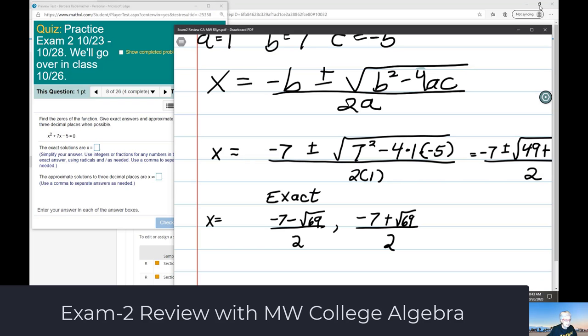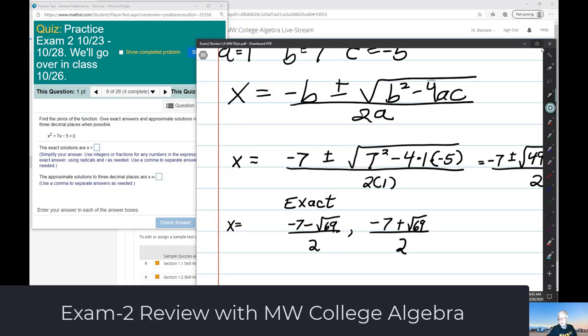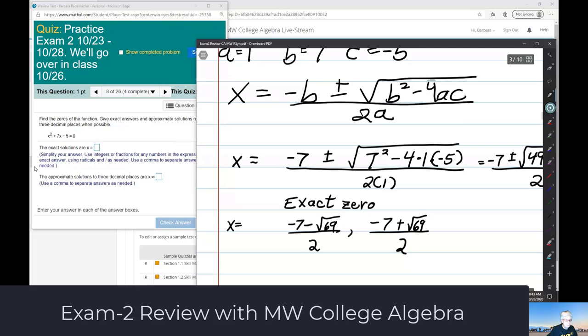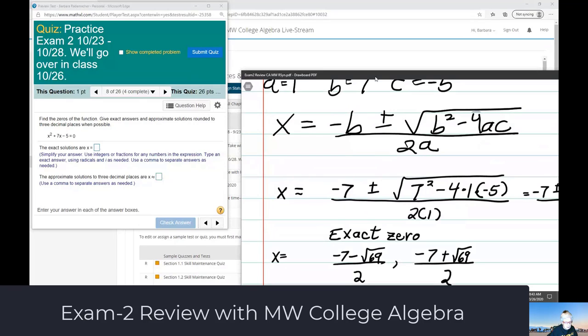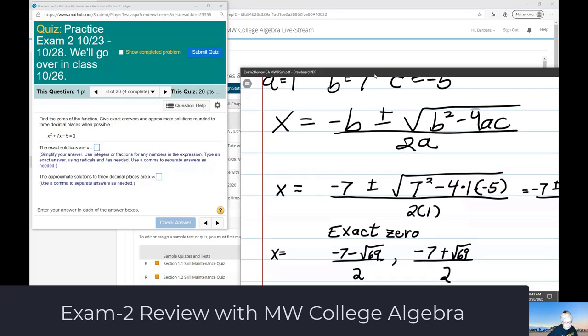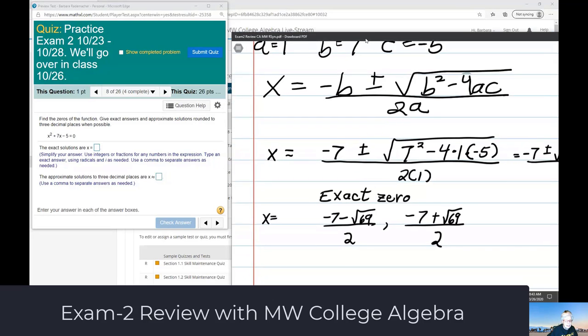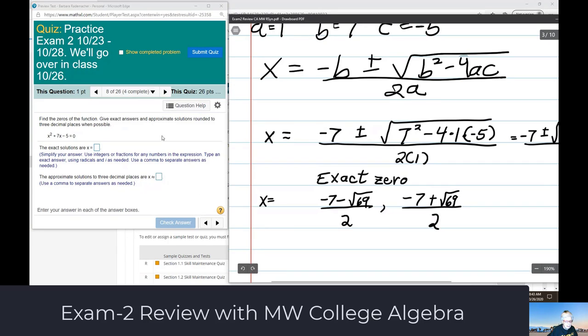See how they're wording this. Find the zeros of the function. Okay, so these are the exact zeros. Not the kind of answer you take to Lowe's. For that, you need the approximate answers. And the approximate answers need to be rounded to, let's see. Simplify your answer, use integers or fractions for any numbers, type an exact answer using radicals and I as needed, use a comma to separate the solutions, the approximate solutions to three decimal places. So we have to round to three decimal places.